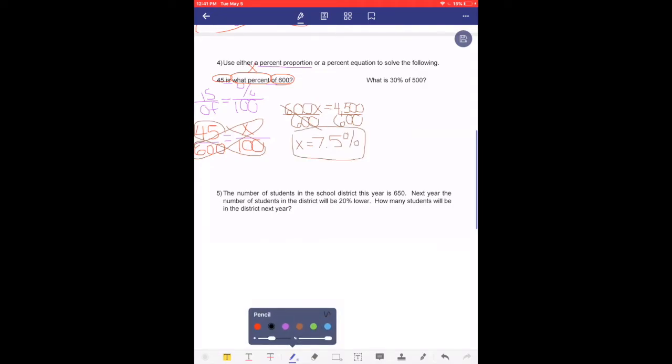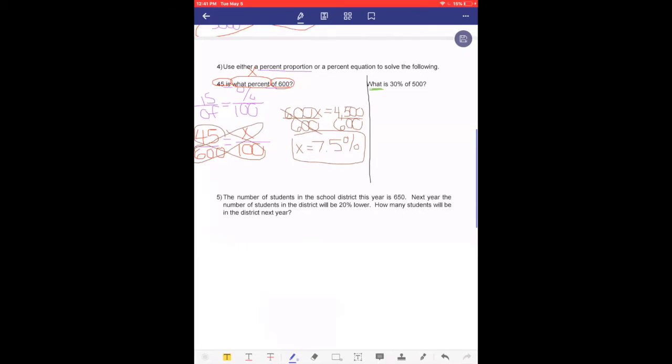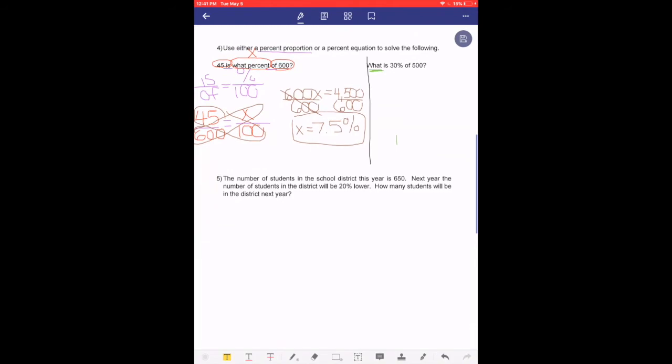Then the other question, this one says, what is 30% of 500? This one I'm going to use the percent equation. Remember, when you use the percent equation, you're just directly translating. So this says, what is 30% of 500? Whenever you see the word what, and I don't know what it is, I let that be the variable. In this case, it's the variable X. Is always means equal sign.